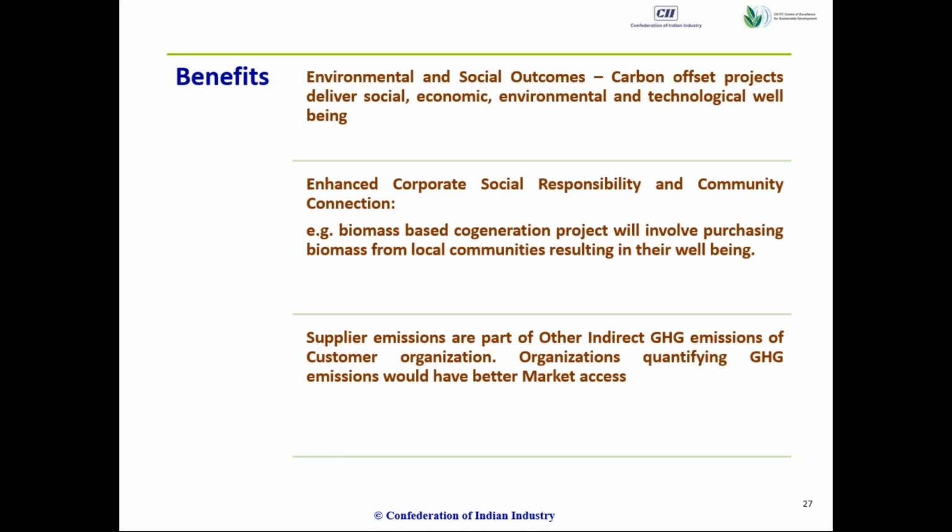For example, Kutch was a barren land. Now the price of land in Kutch has increased because so many windmills have come in there. So the local community also benefits from these offset projects, especially people who are supplying their products to the European market. European customers would ask those companies to declare their GHG emissions in the supply chain because those are their scope 3 emissions. So organizations who are already quantifying their GHG emissions will have better market access.